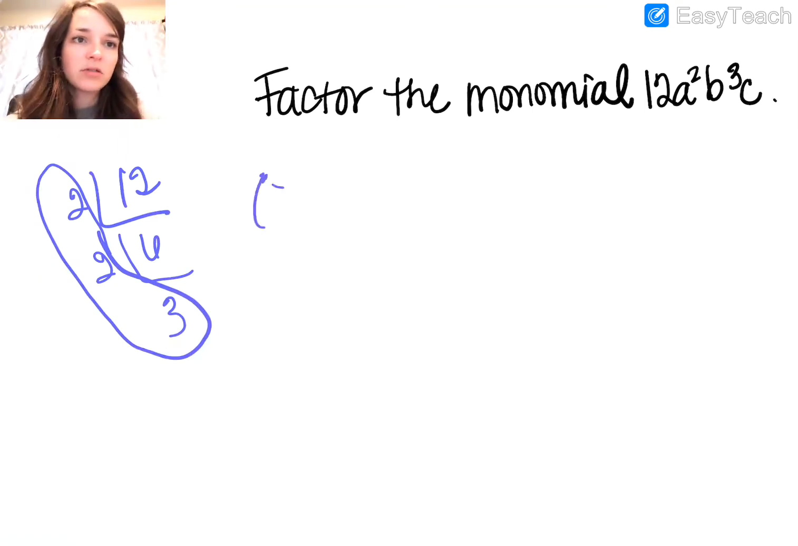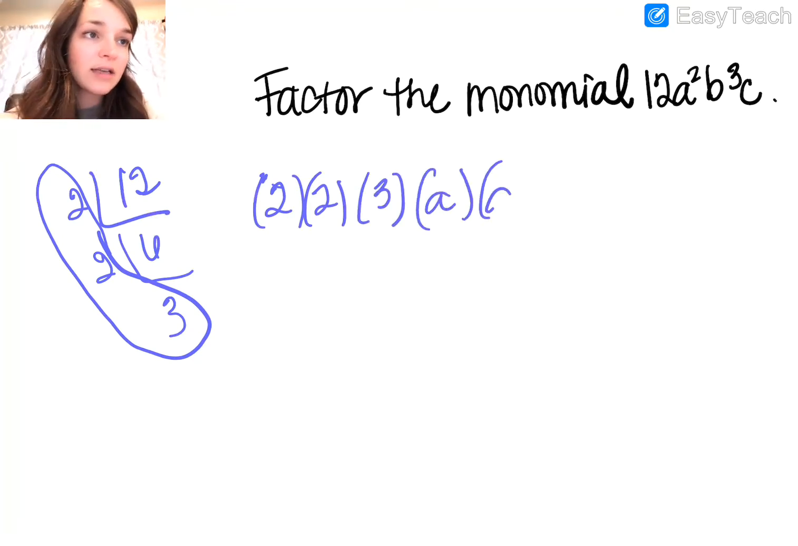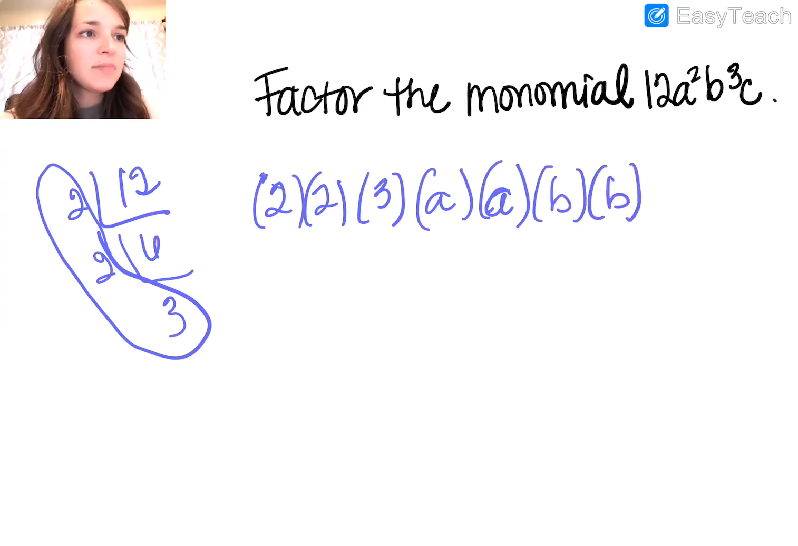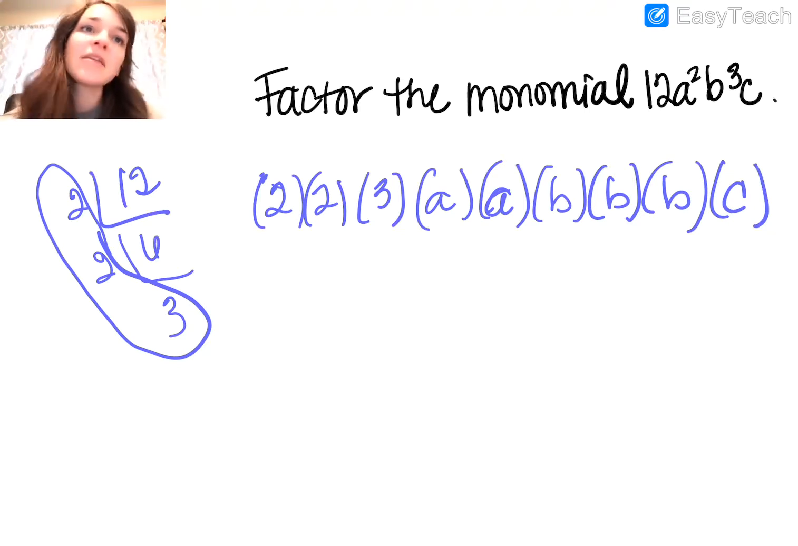Okay, so we've got 2, 2, 3, and then we're breaking A down into A and A because there's 2 of them. And then we've got 3 B's, B, B, B, and C. It's a lot, but that's how it breaks all the way down. So we got to make sure we do the whole thing, okay? So that's it, simple for a monomial. You just break it all down. And now let's look at the last one.